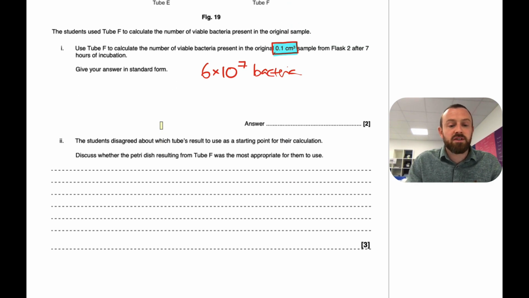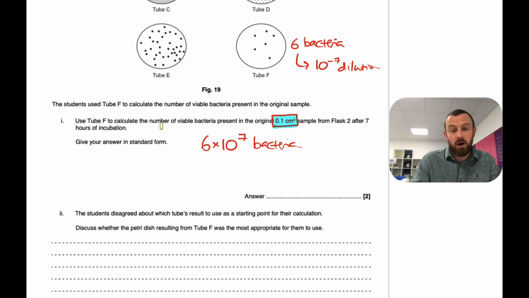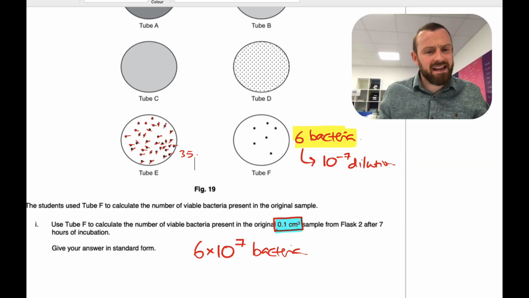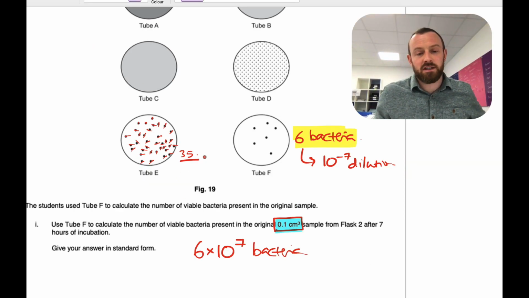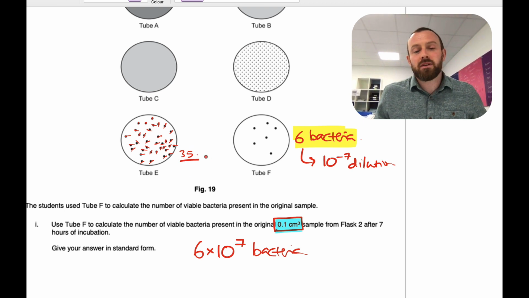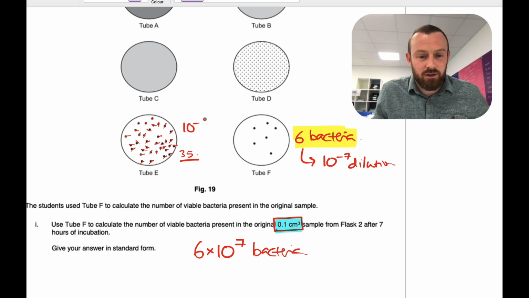Okay, the students disagreed about which tube's results to use as a starting point for their calculation. Discuss whether the Petri dish resulting from tube F was the most appropriate for them to use. Well, it's interesting here. Tube F had 6 bacteria, and it's easy to count. Now, tube E, you can also count the number of bacteria. In tube E, if you count it, there's actually 35 colonies there. It's a bit of a pain to count them all, but you can count them. There's 35 bacteria there. So now this would be a 10 to the minus 6 dilution here.